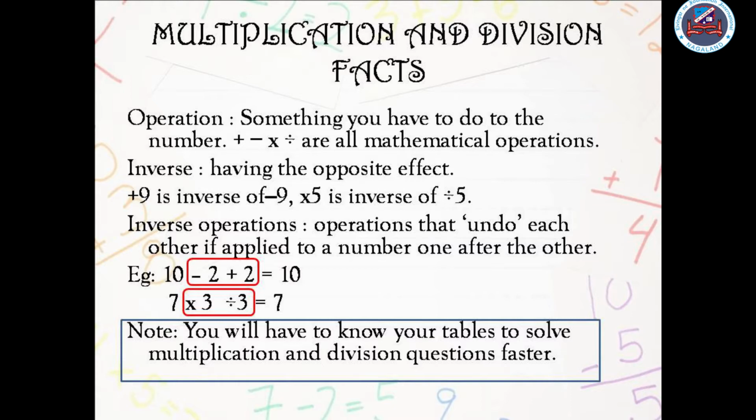Example, 10 minus 2 plus 2 equals 10. Here we see plus 2 and minus 2 are inverse operations, so they will undo each other or cancel each other. So the answer just remains as 10. The second example is 7 multiplied by 3 divided by 3 equals 7. So here multiplied by 3 and divided by 3 are the inverse operations. Now they cancel each other or undo each other, so the answer remains as 7.